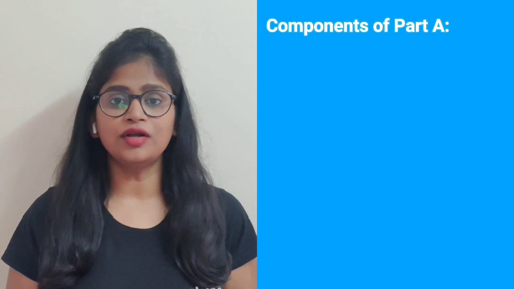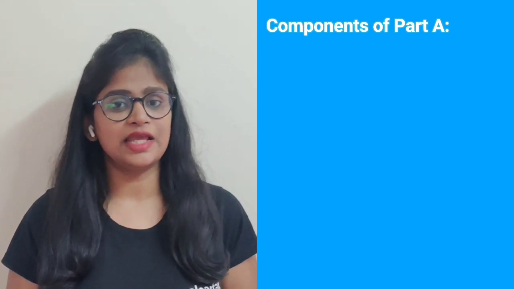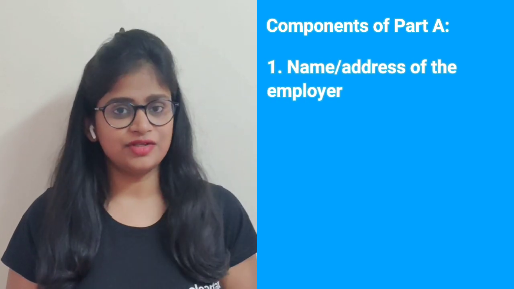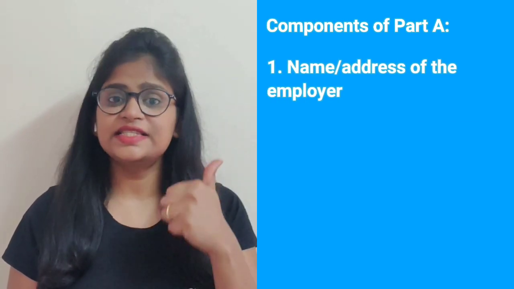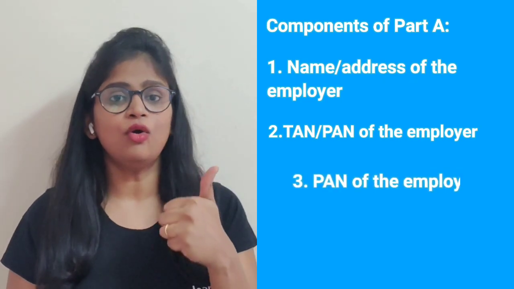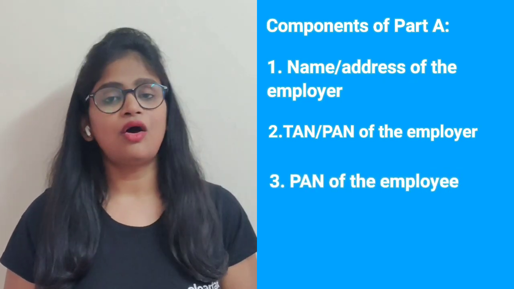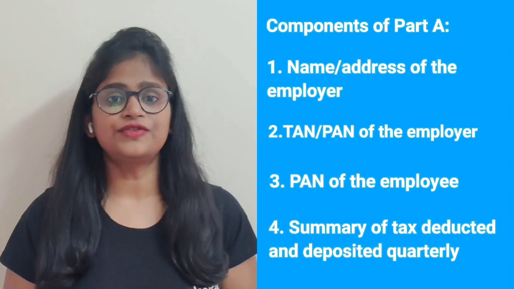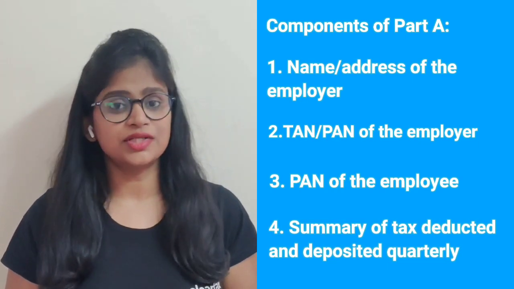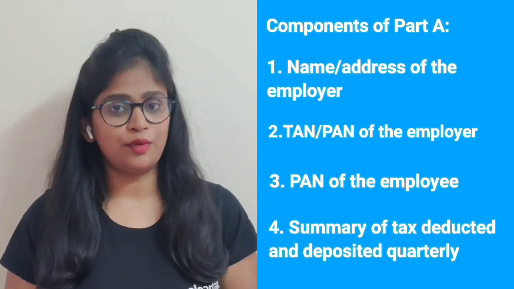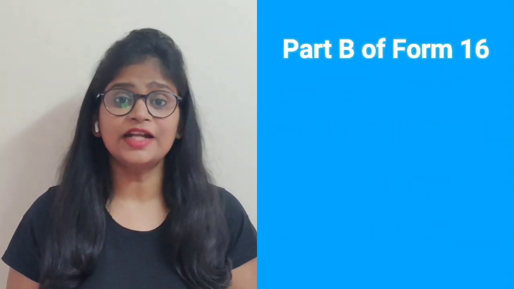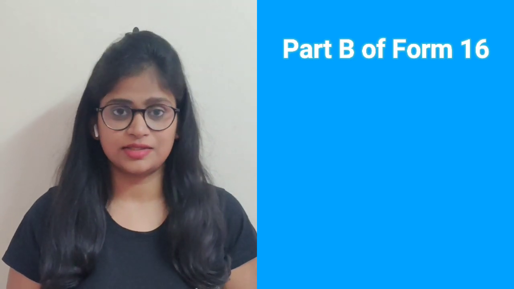Some of the important components of Part A of Form 16 include the name and address of the employer, TAN and PAN of the employer, PAN of the employee, and also the summary of tax deducted and deposited quarterly, which is certified by an employer. So now let's look at what Part B of Form 16 is.